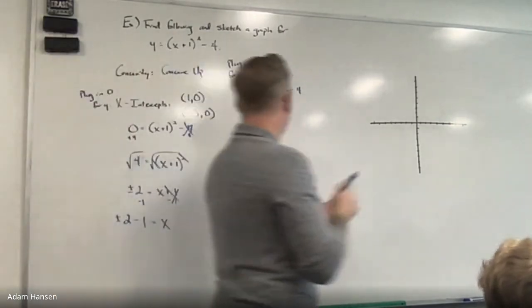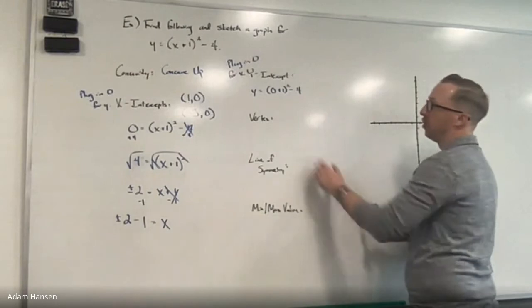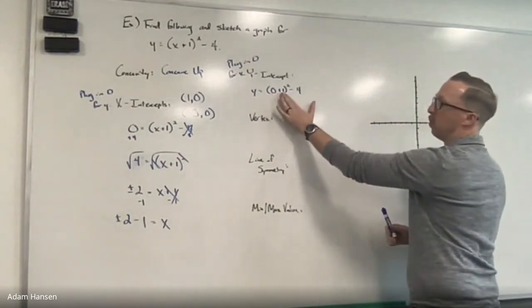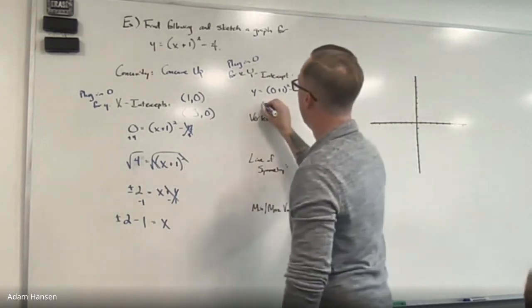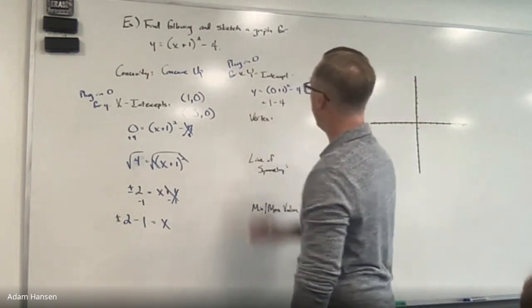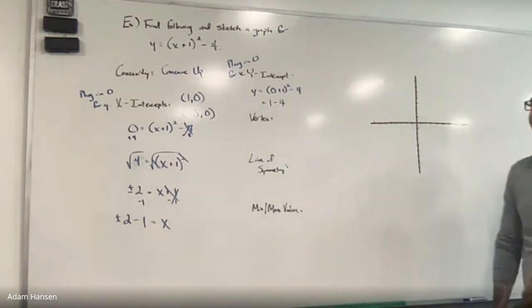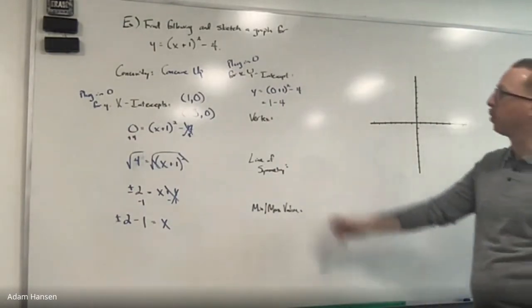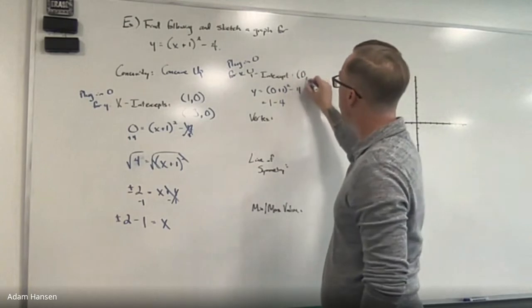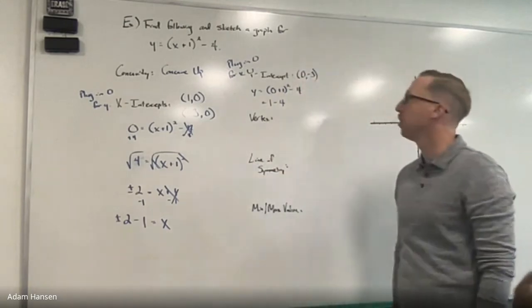All right, got to simplify by order of operations. So do the parentheses first. Charlie, what's 0 plus 1? 1. What's 1 squared? 1. Bring down 1 minus 4. 1 minus 4 should make what? Negative 3. When x is 0, we got negative 3 for our y-intercept.